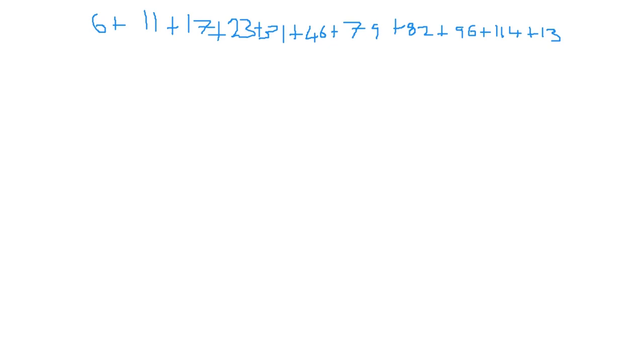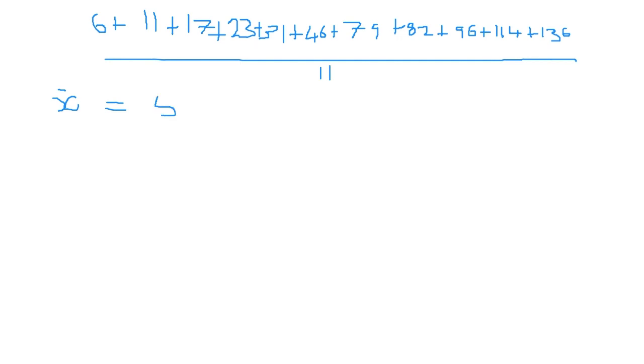What is n? 1, 2, 3, 4, 11. So anyone with a calculator, what is the mean of this data set? 58.27. Let someone confirm that. Confirmed. Excellent. Done.